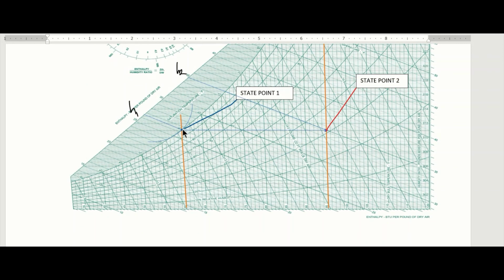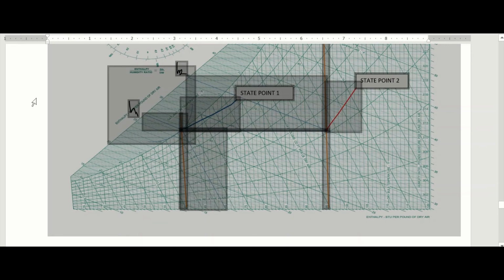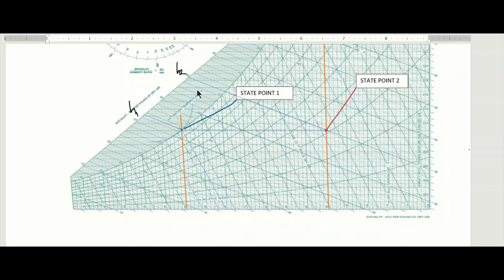Now for my volume, from the chart I can get my volume. As you can see, here is my 13.0. You take your pencil and your ruler and draw a line parallel to the volume lines. Remember, your volumes are these diagonal lines. So from my state point, I draw a parallel line to my volume line, as you can see right here. So this is my V1.